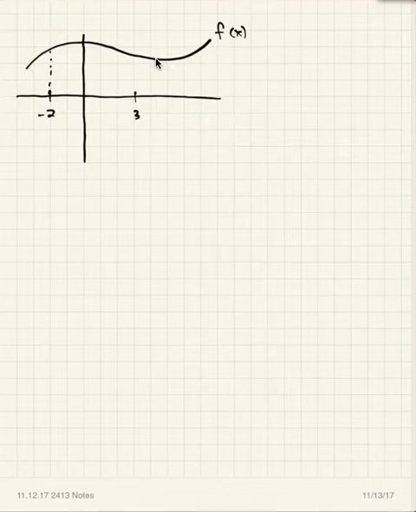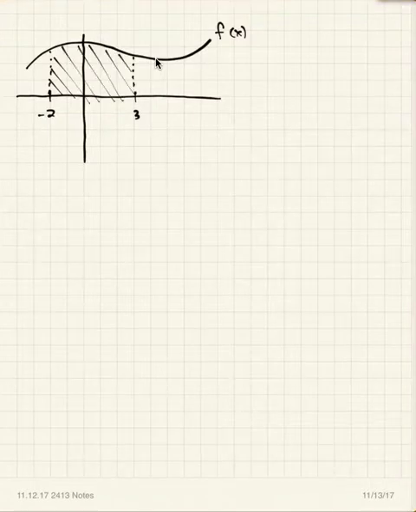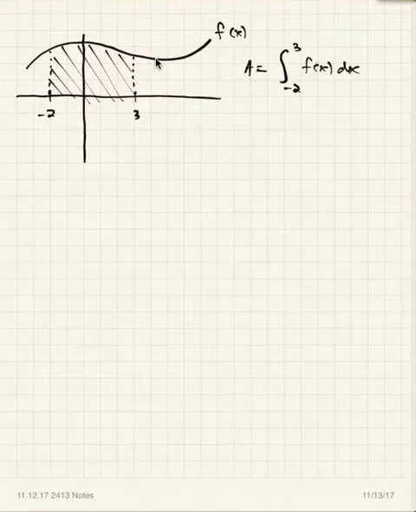So we're talking about this region in here, and because this region is entirely above the x-axis between -2 and 3, then what we can say is that the area for this region is simply the definite integral from -2 to 3 of f of x dx.